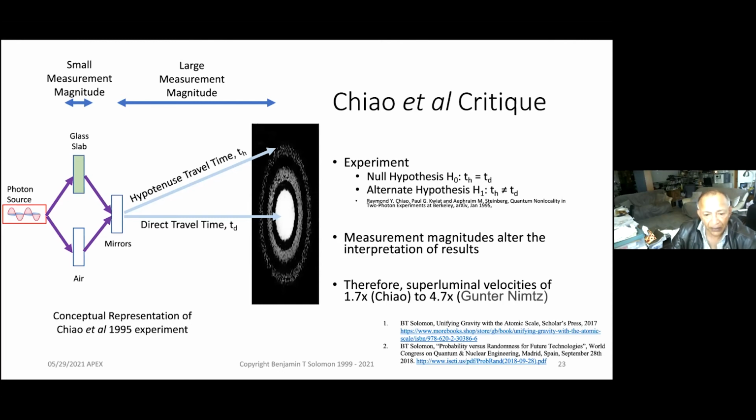Give me a minute. Yeah, so these two guys, I couldn't find Gunther Nim's original papers, but I found write-ups on it. And they said that the photon was traveling between 1.7 to 4.7 times the velocity of light. That means it was actually moving faster. The photon was moving faster. So that's tunneling. No, but if you look at the probability function as orthogonal, then the tunneling is orthogonal.